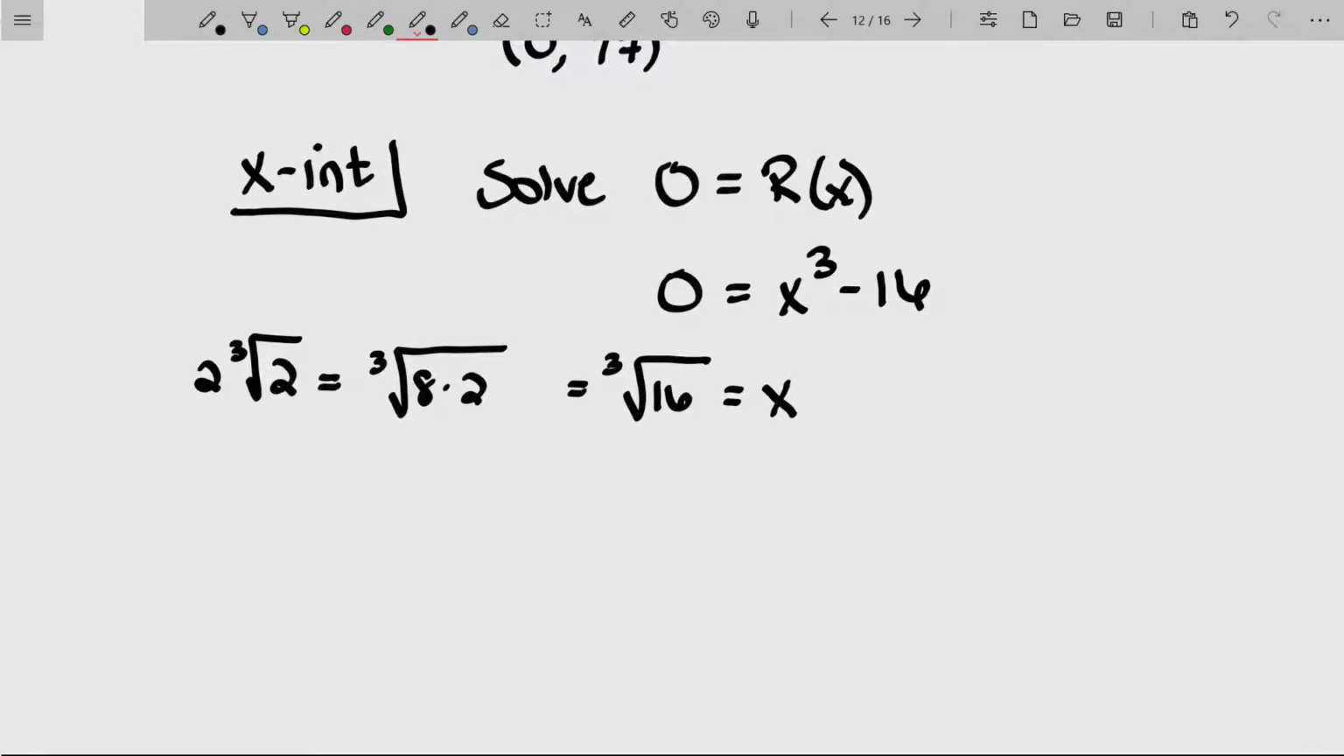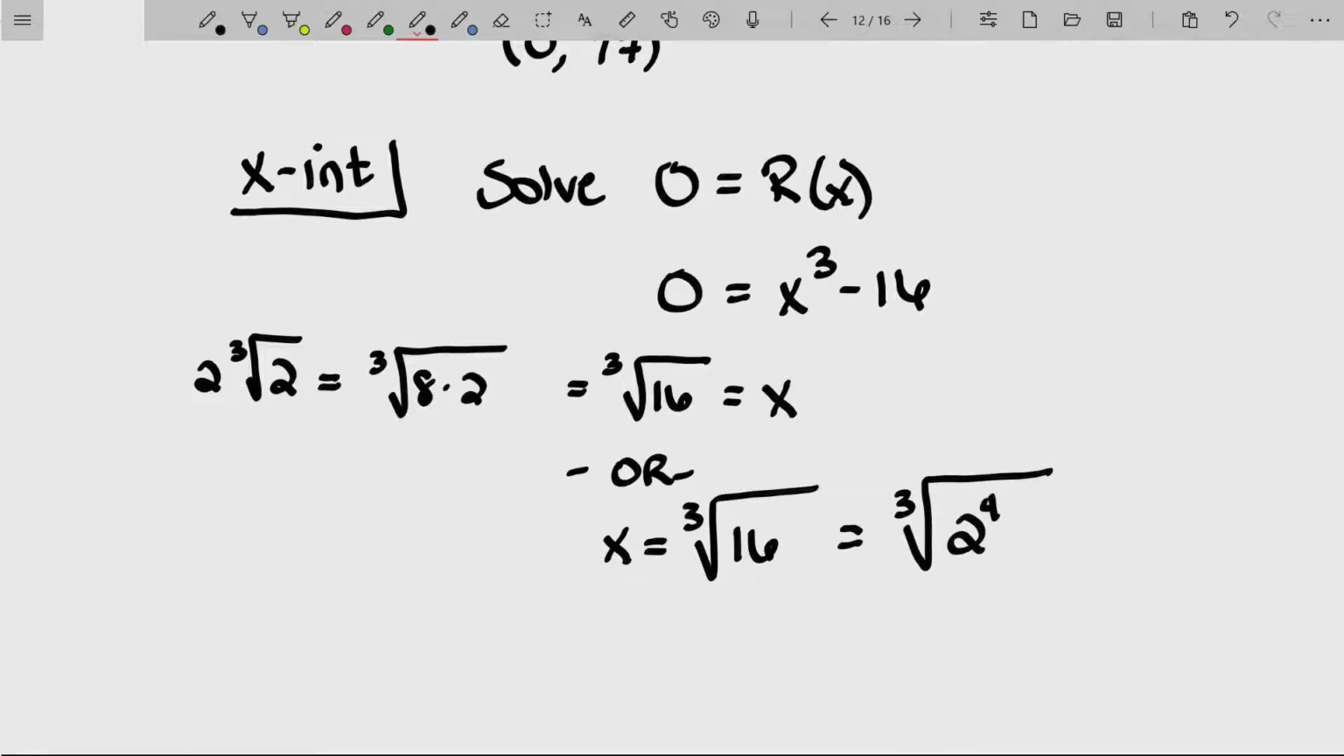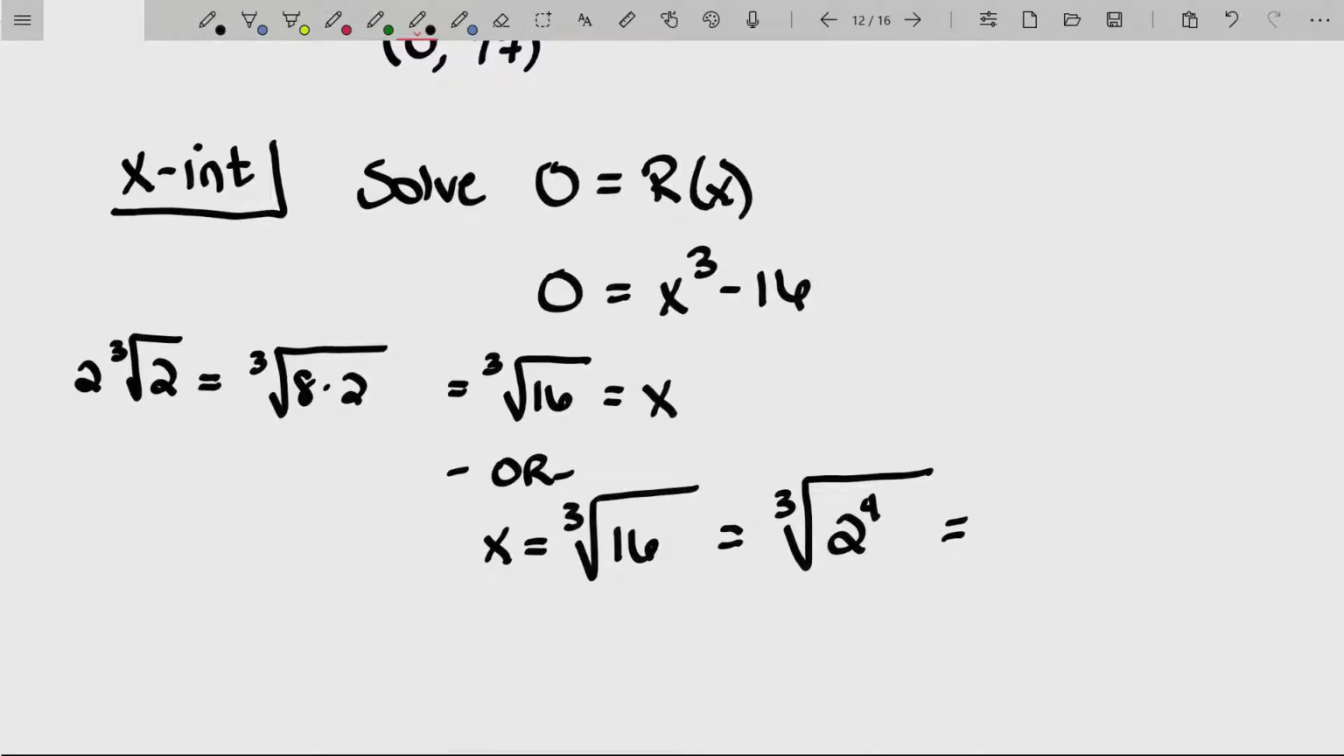However, if you don't want to work with radicals, which I personally don't want to work with, you can work with rational exponents. Since we know that x is equal to the cube root of 16, and I know that 8 can be taken outside the cube root, I'm going to work in the base of 2. I'm going to just say this is the cube root of 2 raised to the 4th. And using laws of exponents, I happen to know that can be written as 2 to the 4/3.